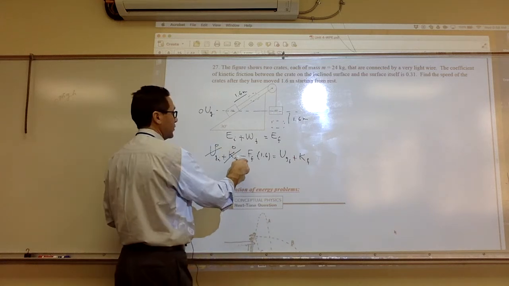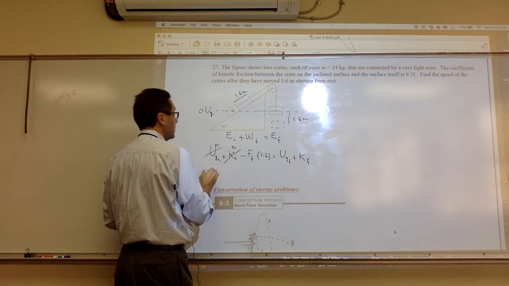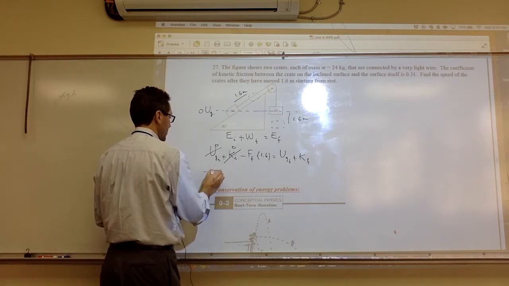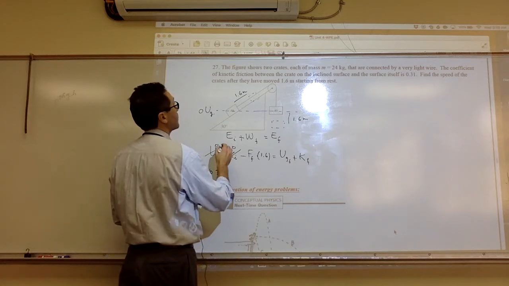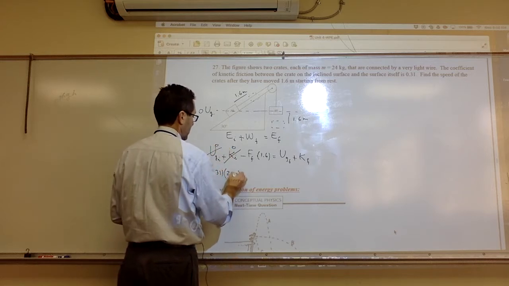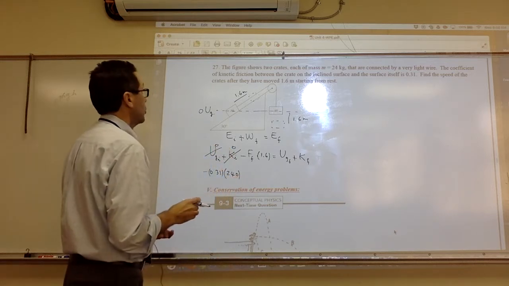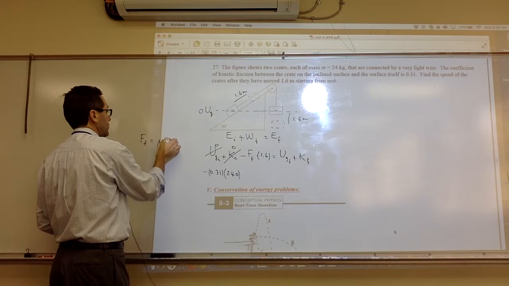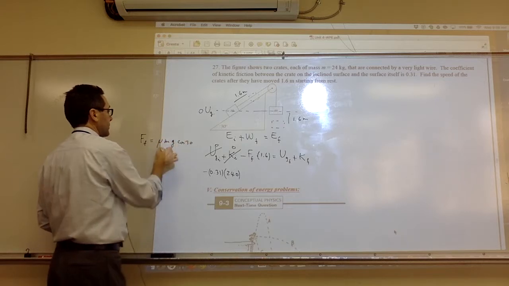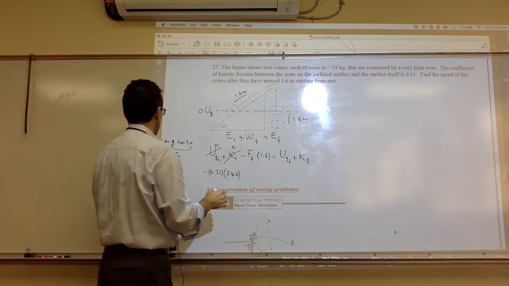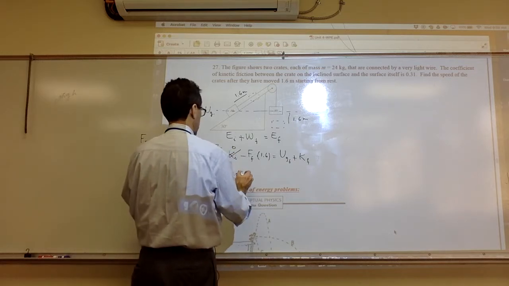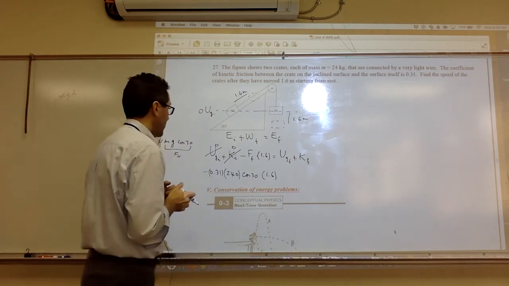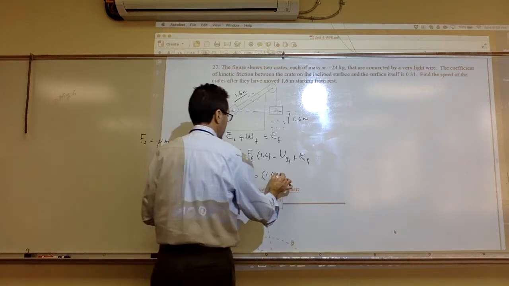The force of friction is going to be mu, which is given, times mg cosine of 30, because F_f is mu F_N, which is mu mg cosine of 30, because this is your F_N. So cosine of 30 times the 1.6, that's the distance over which the friction is acting, equals.